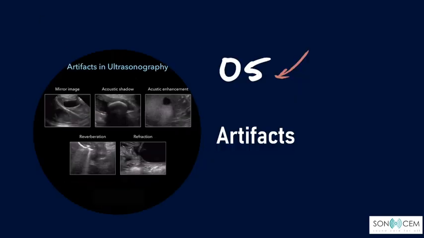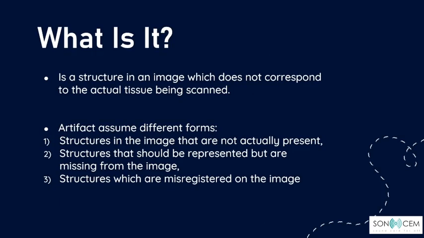Putting all the information from the first part of the lecture together, from here on we will talk about some common ultrasonographic artifacts. What is an artifact? It is a structure in an image which does not correspond to the actual tissue being scanned. It can either be structures in the image that are not actually present, structures that should be represented but are missing from the image, or structures that are misregistered.